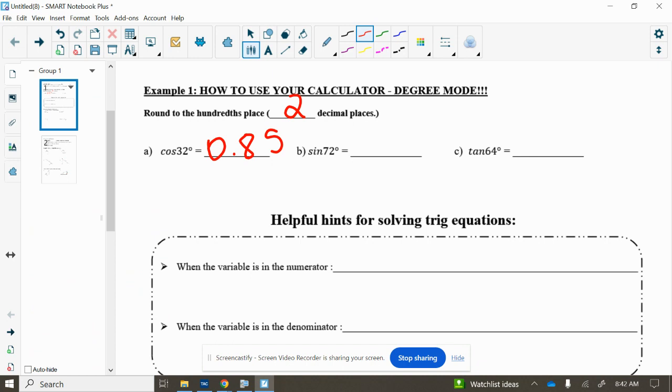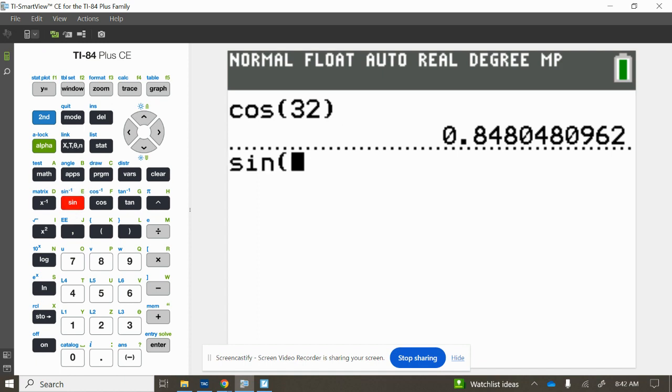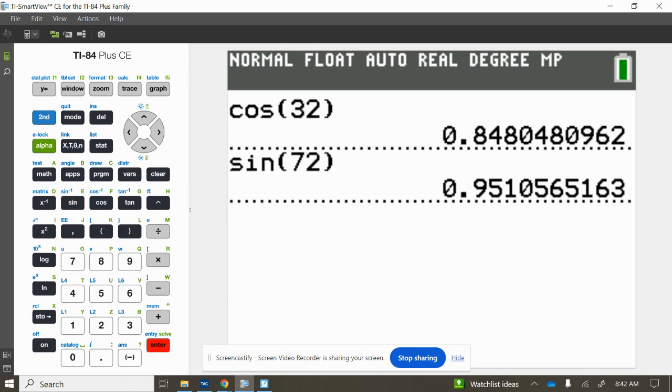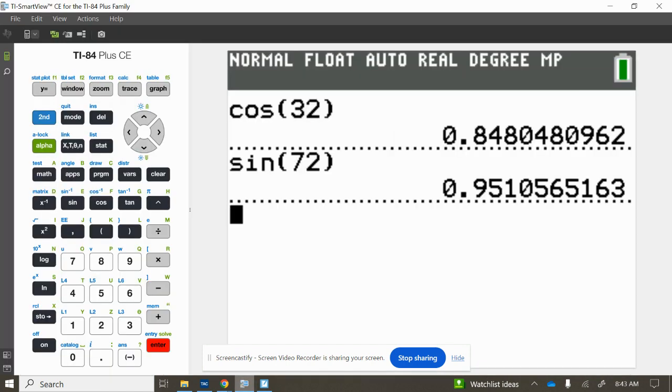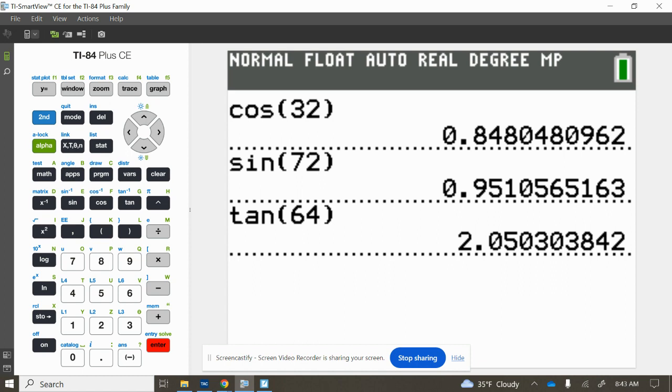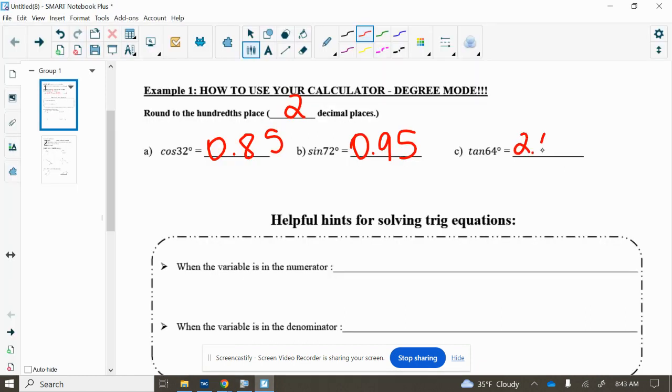as our value. Okay. Next one, when we do sine of 72, we have 0.951. The 1 will make the 5 stay put. So 0.95 would be our answer there. And then last but not least, tangent of 64 degrees will be 2.050. The 0 will keep the 5 the same. So 2.05.